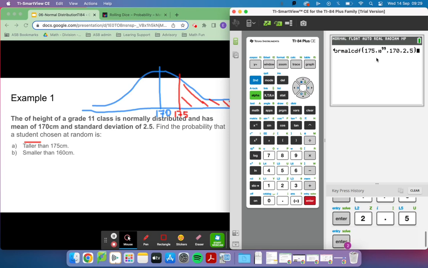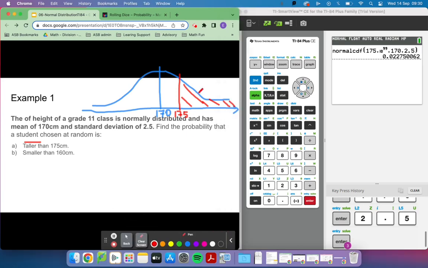And we're going to go into paste, and then this is our computer notation for it, and we're going to click enter. So we get that the probability of having a student taller than 175 is 0.0228 if we round, so that means 2.28%. That's our answer for A.